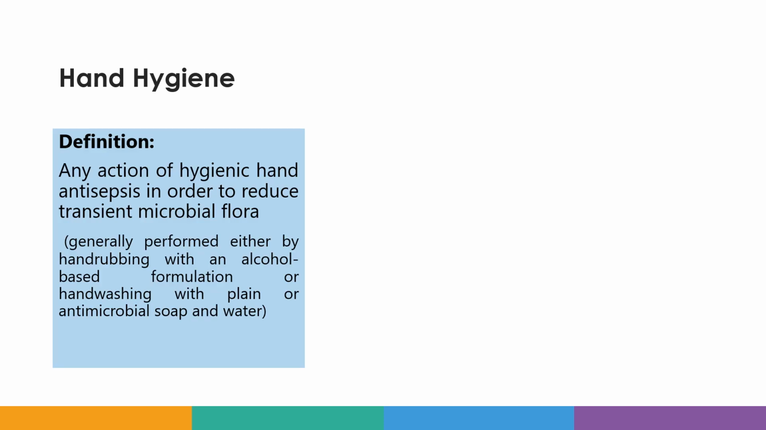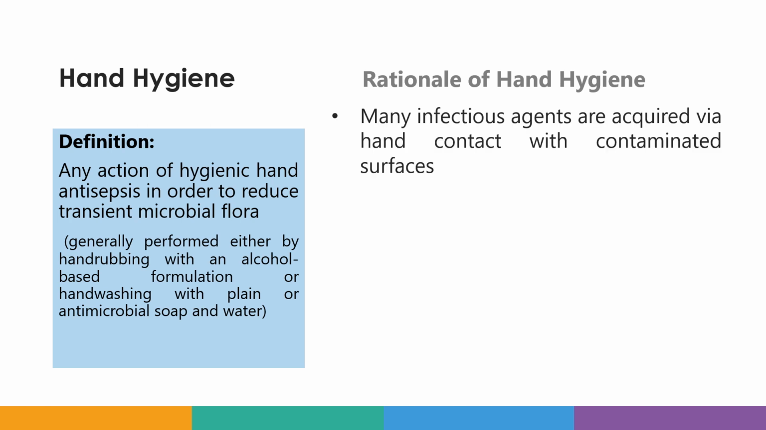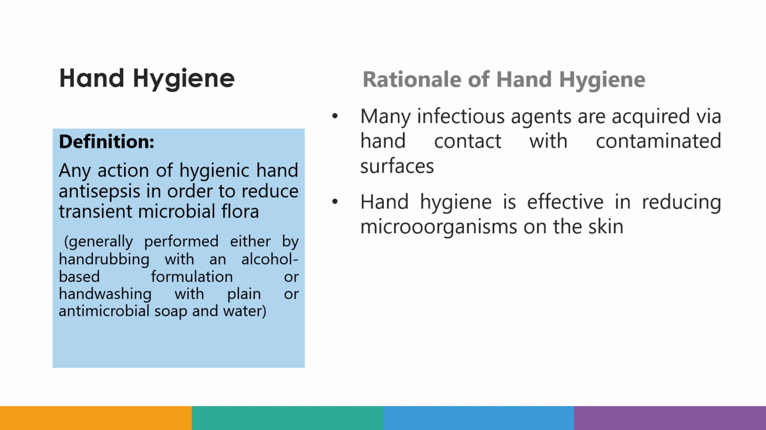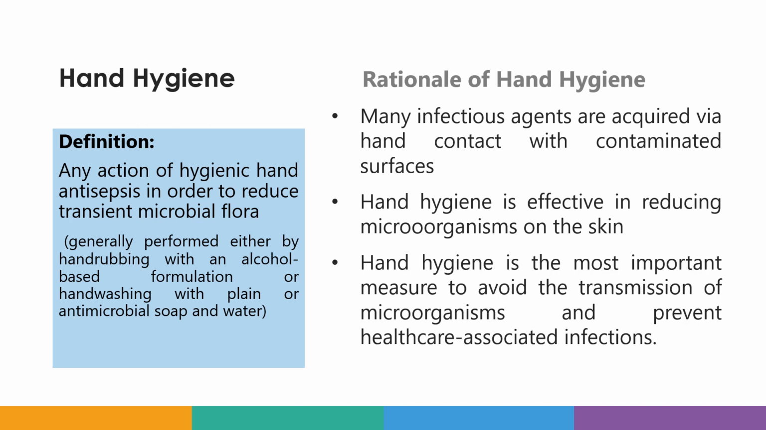Hand hygiene is defined as any action of hygienic hand antisepsis in order to reduce transient microbial flora. Hand hygiene is generally performed either by hand rubbing with an alcohol-based formulation or hand washing with plain or antimicrobial soap and water. The rationale of hand hygiene includes: many infectious agents are acquired via hand contact with contaminated surfaces. Hand hygiene is effective in reducing microorganisms on the skin. Hand hygiene is the most important measure to avoid the transmission of microorganisms and prevent healthcare-associated infections.